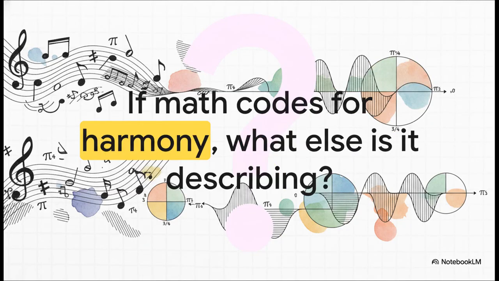And that leaves us with one final thought. We just saw that the abstract numbers from trigonometry are actually the code behind musical harmony. It kind of makes you wonder, if math can describe something as deep and emotional as music, what other parts of our world is it just waiting to describe?